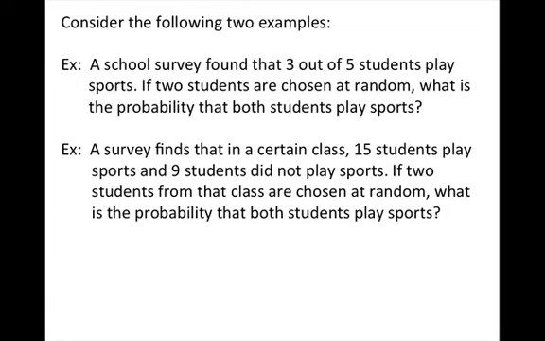Well, now let's look at 2 examples that are going to look similar, but there is a slight difference to them. A school survey found that 3 out of 5 students play sports. If 2 students are chosen at random, what is the probability that both students play sports? And the second one says, a survey finds that in a certain class, 15 students play sports and 9 students do not play sports. If 2 of the students from that class are chosen at random, what is the probability that both play sports?